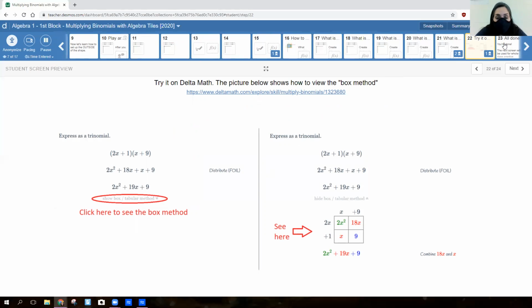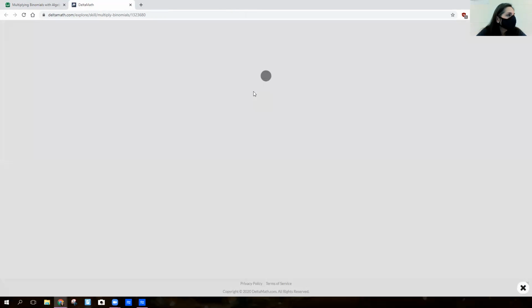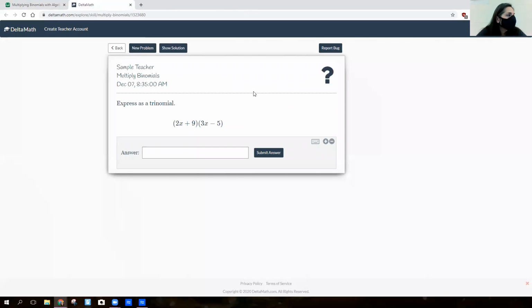This slide just sends you to a link where you can try this on Delta Math. Let's see here. What happens when we do that? I don't know if I want to. Yeah, it does open in a new tab for me. Oh, okay. So this just asks you to do a multiplication problem, okay? Which is kind of cool.